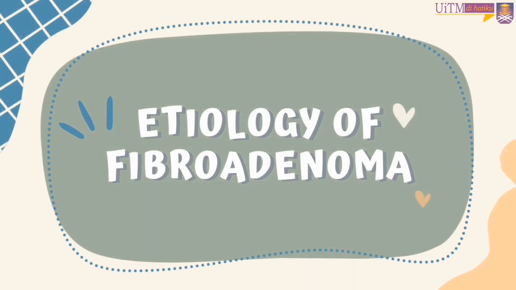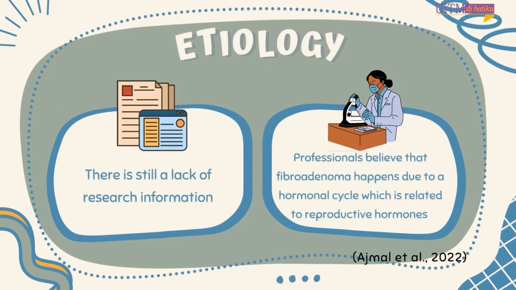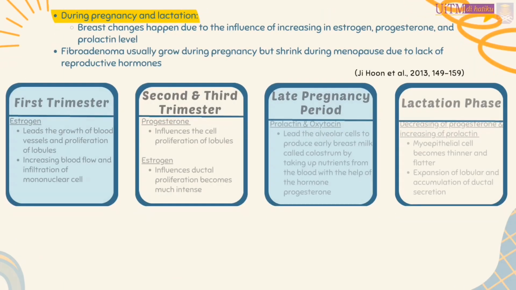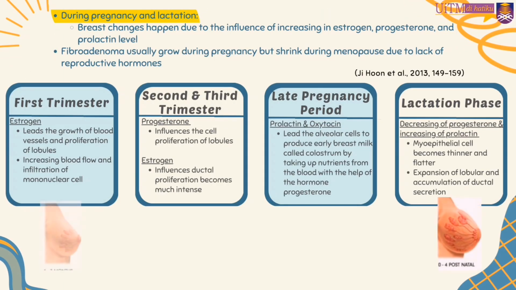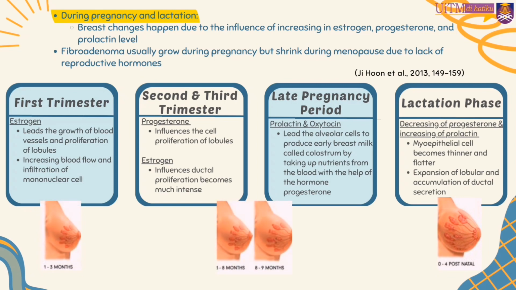Now, let's see the etiology of fibroadenoma. Actually, there is still a lack of research information. However, professionals believe that fibroadenoma happens due to a hormonal cycle which is related to reproductive hormones such as progesterone and estrogen. Hormonal cycles are very active during pregnancy and lactation phase. This is because the increasing estrogen, progesterone and prolactin levels lead to breast changes.